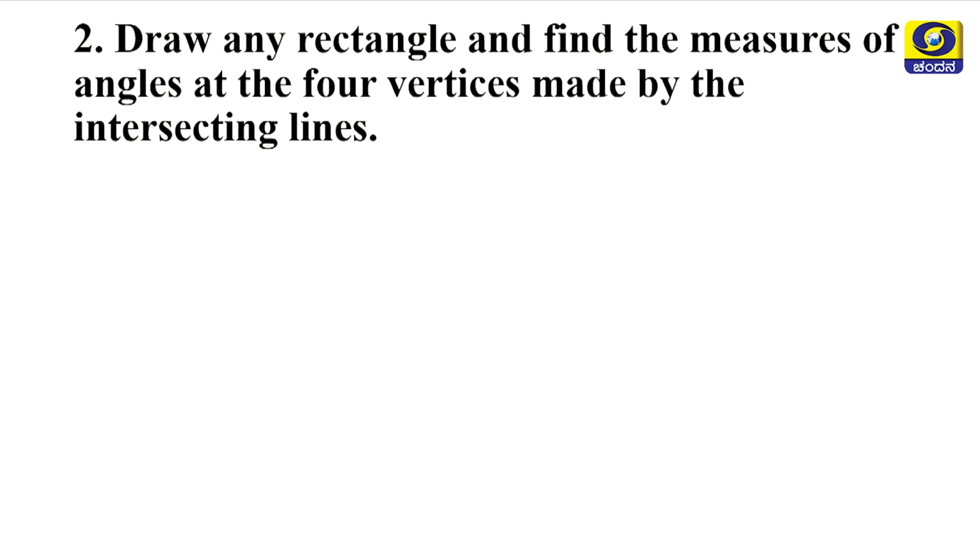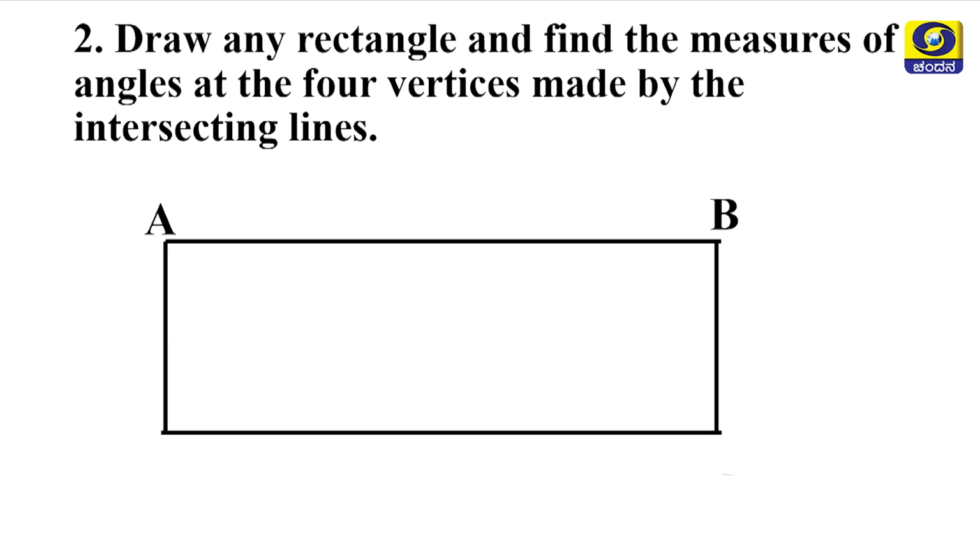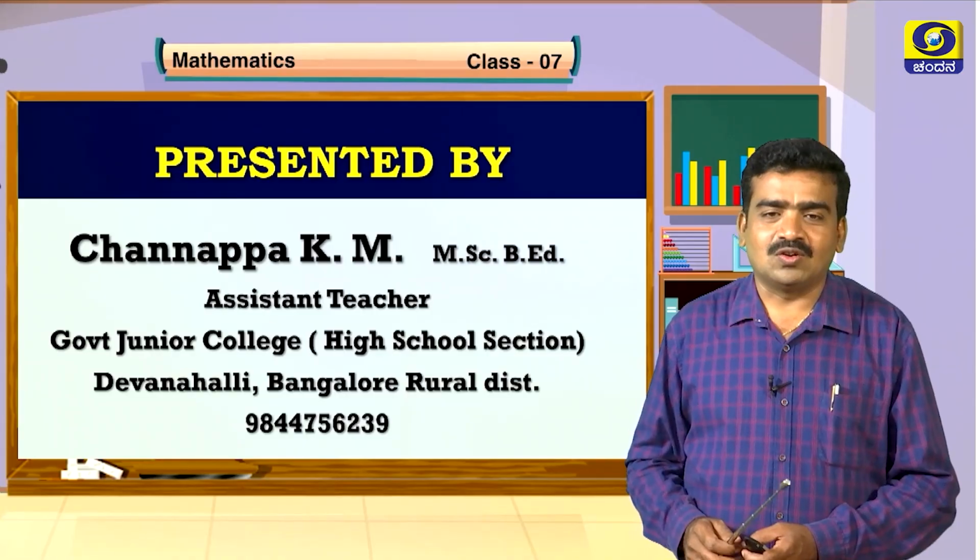And you have one more question. Draw any rectangle and find the measure of the angles at the four vertices made by the intersecting lines. You need to draw a rectangle like this, and you have to find the angles at A, B, C and D. So, these are the questions for the home assignment.